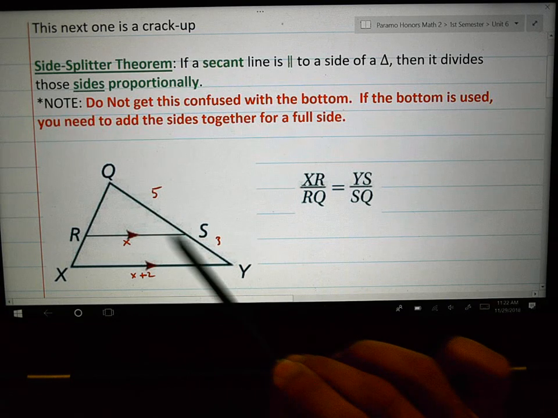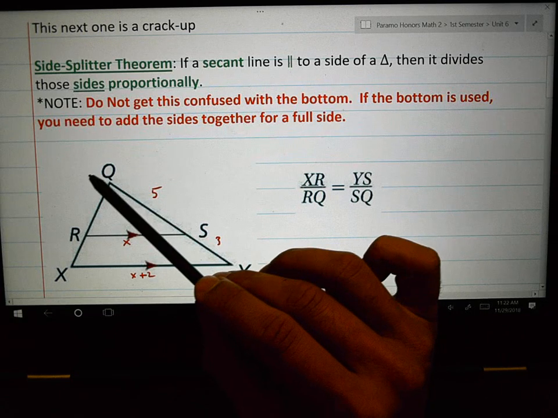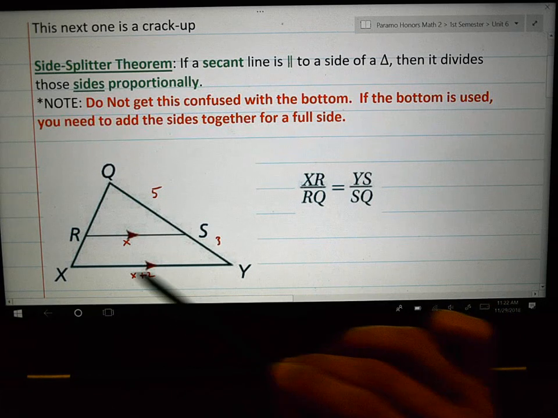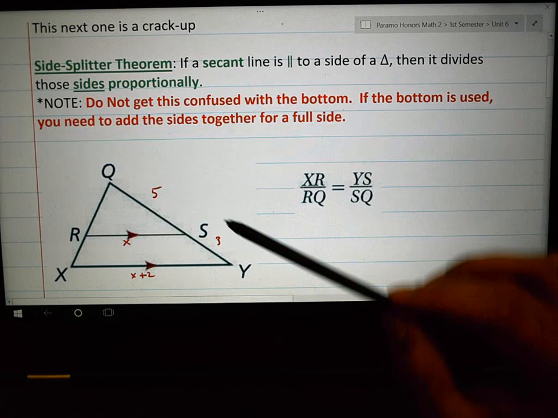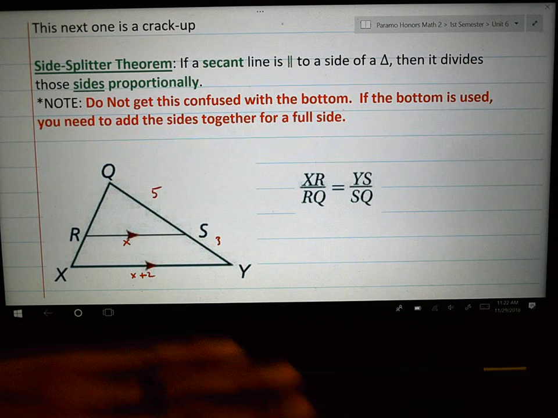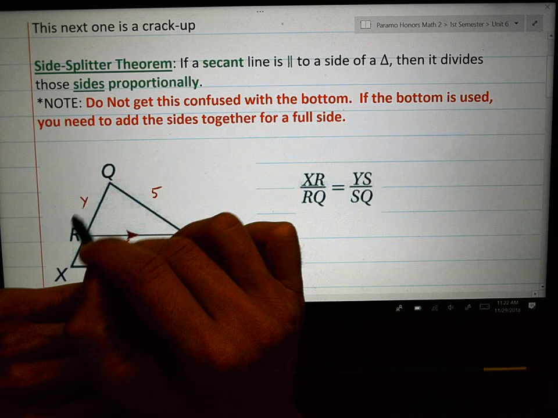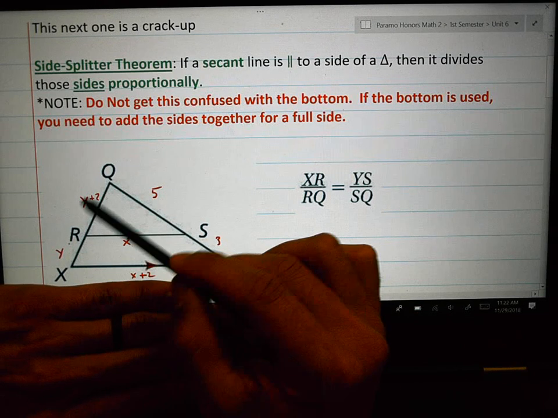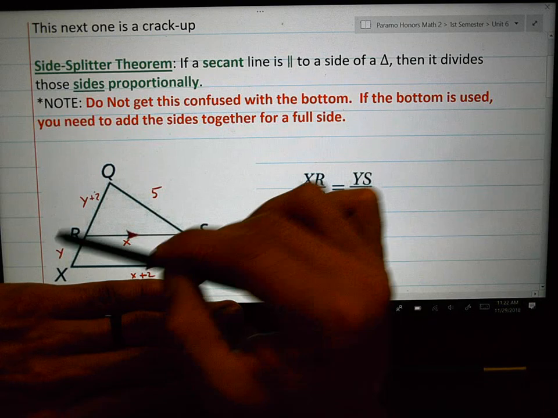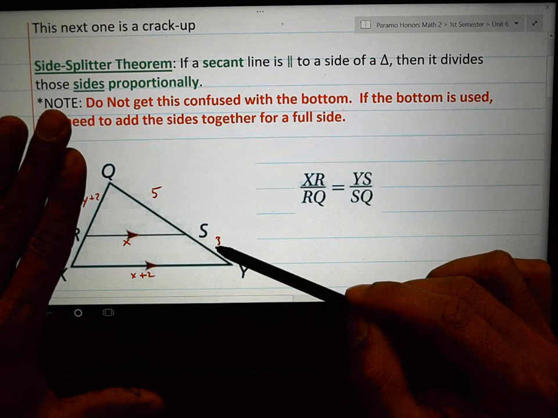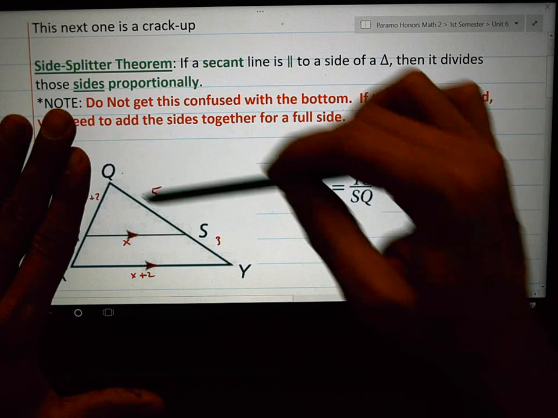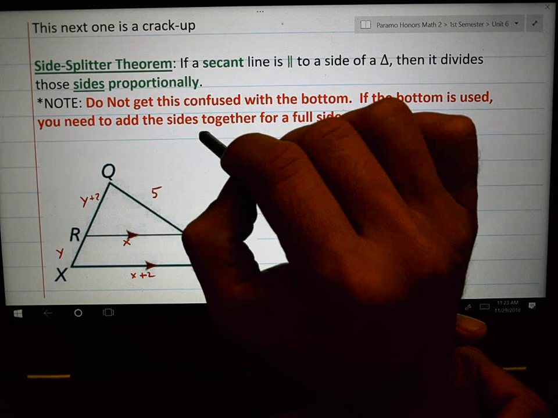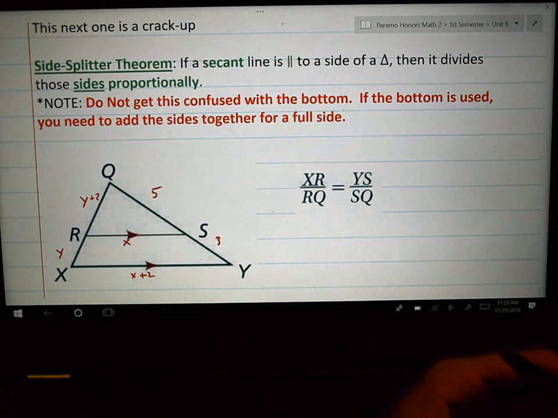Because we're dealing with the bottom of the small triangle compared to the right side of the triangle, 5 over x would be equal to the bottom, x plus 2, over the right side of the full triangle. You would have to add those together. Whereas if I'm only talking about the sides, I can easily do this over that equals this over that. But if I'm talking about the bottom, you cannot just split it up. You have to add for the full distance. I'm hoping that that makes sense to you. Do not get the Side-Splitter Theorem confused with anything that deals with the parallel sides. Keep that in mind. I just wanted you to know that.